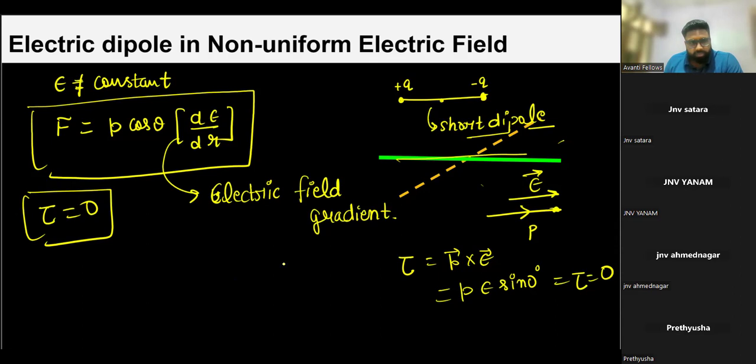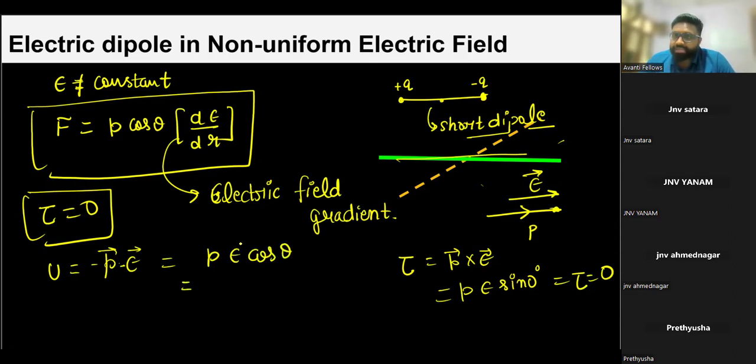But what about force, potential energy? It is minus P dot E. Means we can write it as PE cos of theta. अब देखो यहाँ पे खेल है, पहले केस में ये E यूनिफॉर्म था, तो कोई फर्क नहीं पड़ रहा था, लेकिन अब ये E नॉन यूनिफॉर्म है, so we can write it for P cos theta into E. ठीक है, got it?